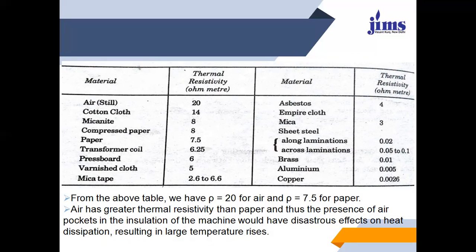In the above table, we have rho equal to 20 for air and rho equal to 7.5 for paper. Air has greater thermal resistivity than paper, and thus the presence of air pockets in the insulation of the machine would have a disastrous effect on heat dissipation, resulting in large temperature rises.